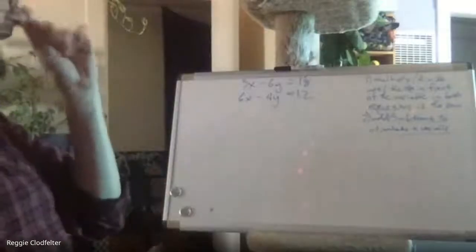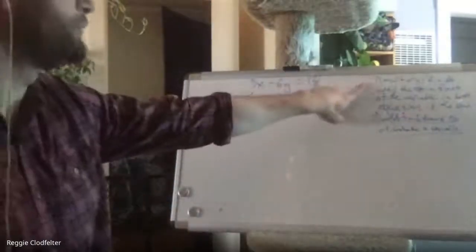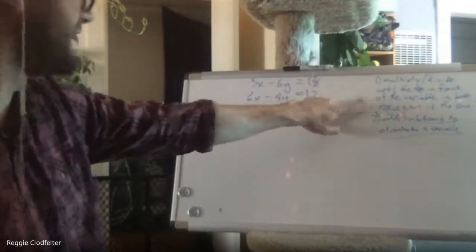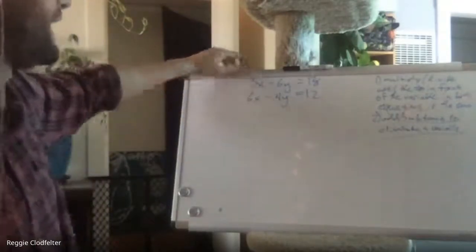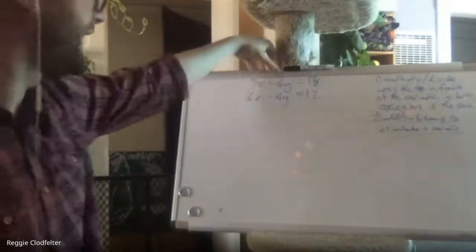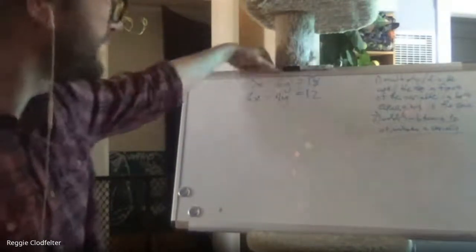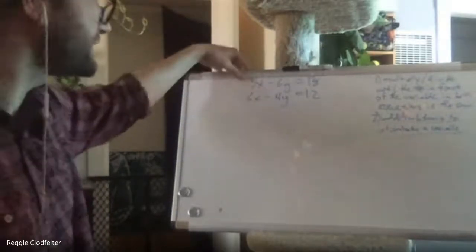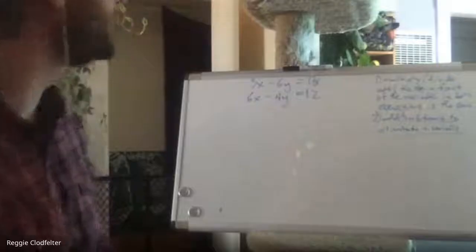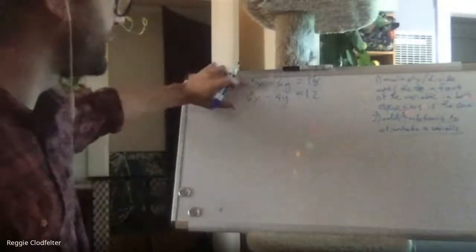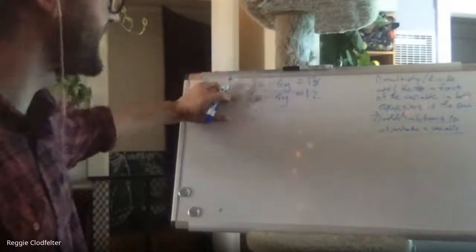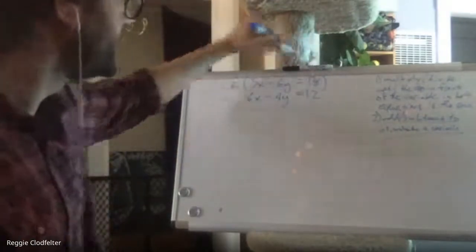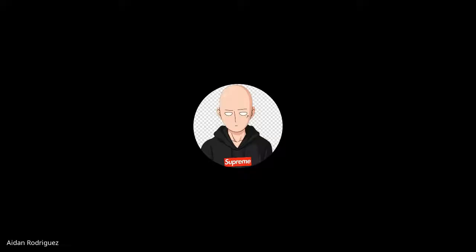Okay, so the first thing I need to do is multiply or divide until the number in front of the variable in both equations is the same. Because right now I have 3x and 6x, and I have negative 6y and negative 4y. So neither of those are equivalent, negative 6 and negative 4, or 3 and 6. So the easiest way for me to make the number in front of one of the variables in each equation the same is I'm just going to multiply the top equation by 2 to turn it into 6x.